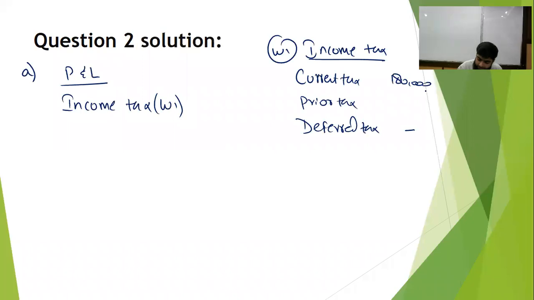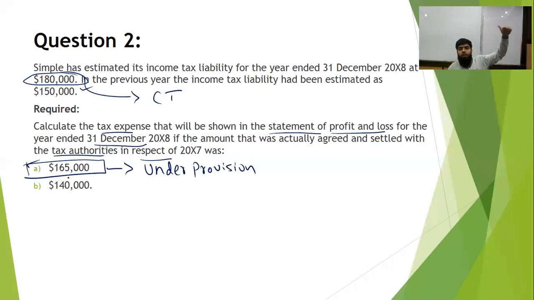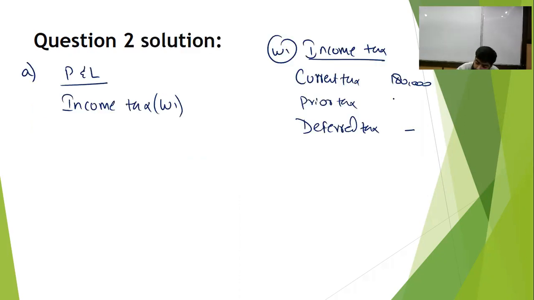$1,80,000, that is the current tax. And now prior tax. We already calculated a tax of 1,50,000 the prior year, but this year the self-assessment review said that the actual tax should have been 1,65,000. It means that was an under provision. We need to increase the tax expense for this year by $15,000.